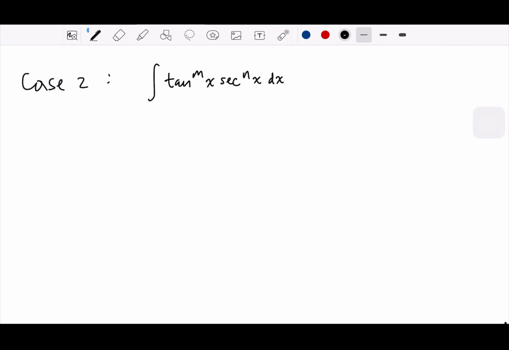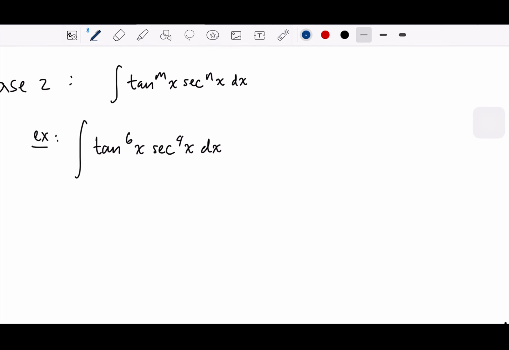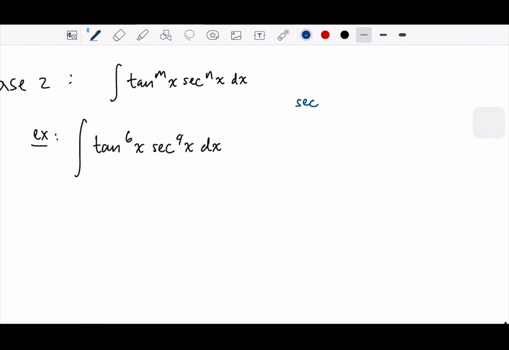So taking the tangent and secant, let me give you an example directly. Let's say the first example is tangent with power of 6 and secant with power of 4. Okay, remember, because we are on tangent and secant, we are going to have the identity secant squared x equals 1 plus tangent squared x. But how do we adjust this for solving our integral?